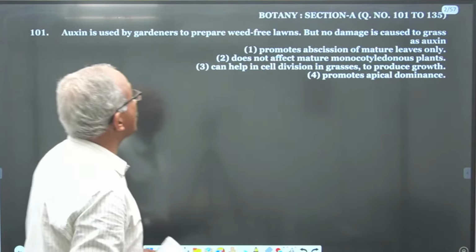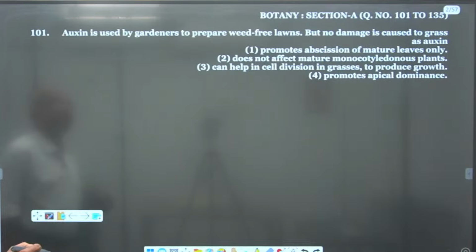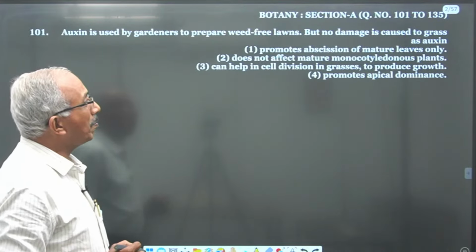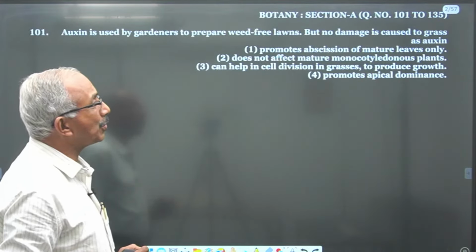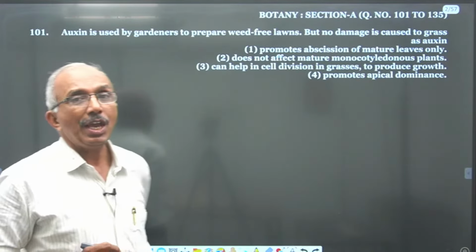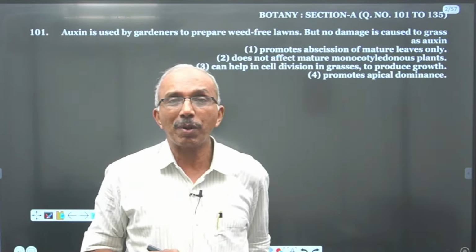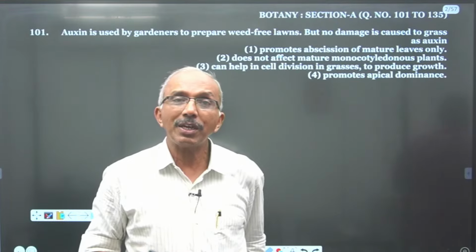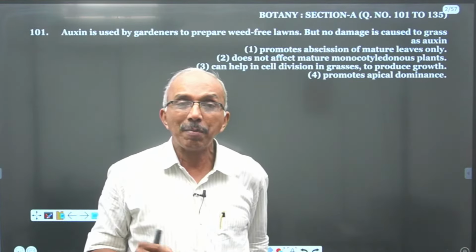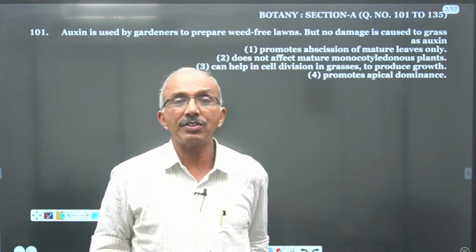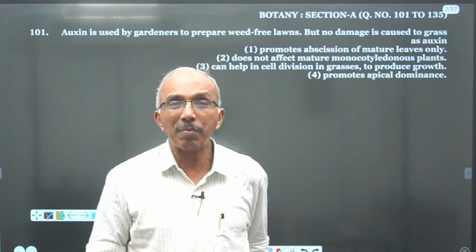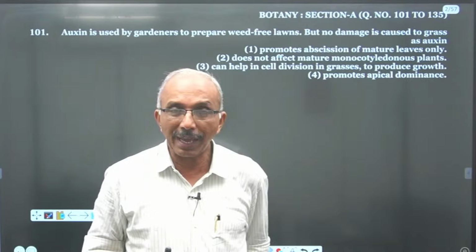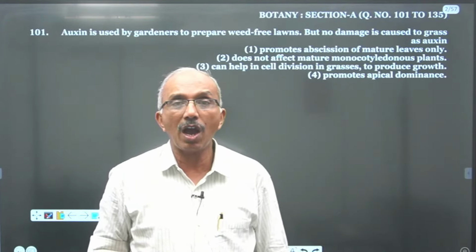The first question we come to: auxin is used by gardeners to prepare weed-free lawns, but no damage is caused to grass as auxin. As you know, the lawns are prepared by using or growing grasses, that is, they are monocot plants. Among the growing of grasses, some dicot plants also emerge in the lawns. They are called the weeds. To remove the dicotyledonous weeds, auxins are used.